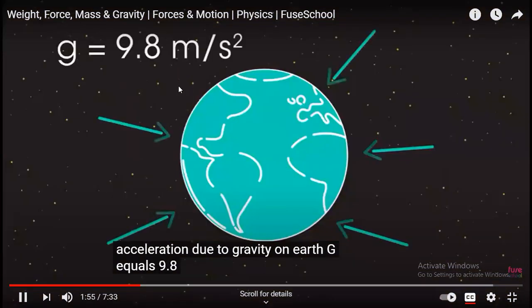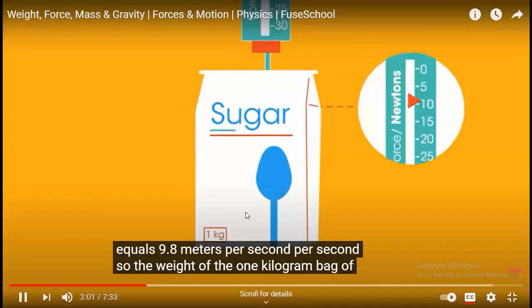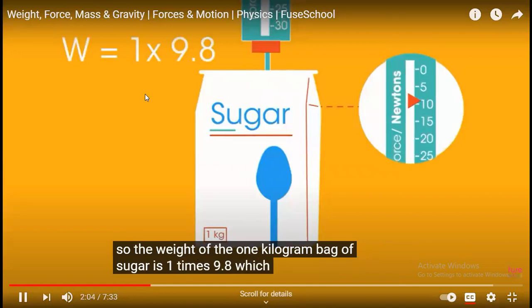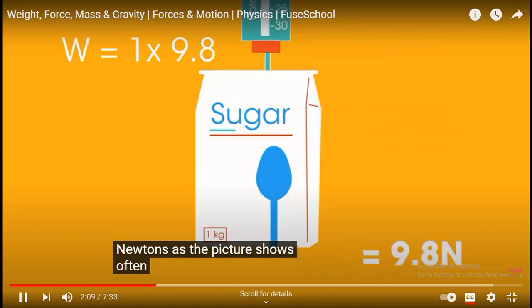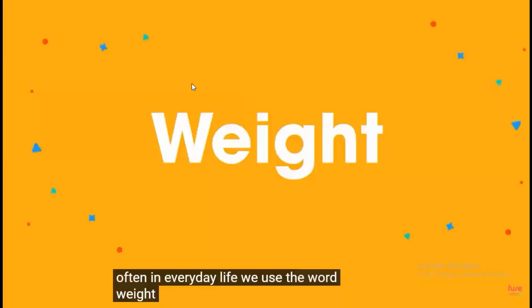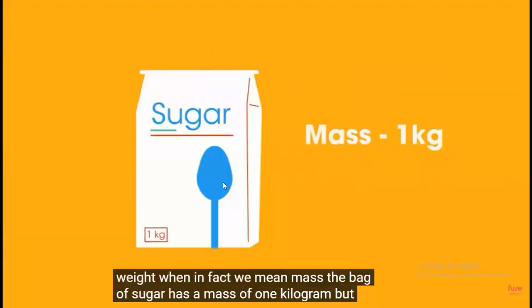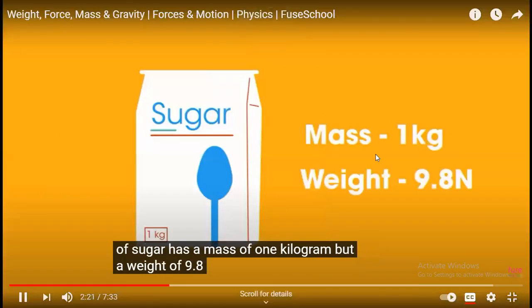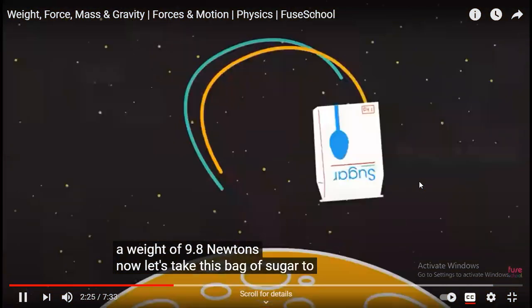Now they are telling that on Earth, the acceleration due to gravity is 9.8 meters per second squared. So if you have 1 kilogram bag of sugar, to get its weight, you multiply 1 times 9.81. So if the bag of sugar has a mass of 1 kilogram, then its weight is going to be 9.8. Okay, here they are using 9.8, but for us, we shall use 10. Are we together? We shall be using 10.